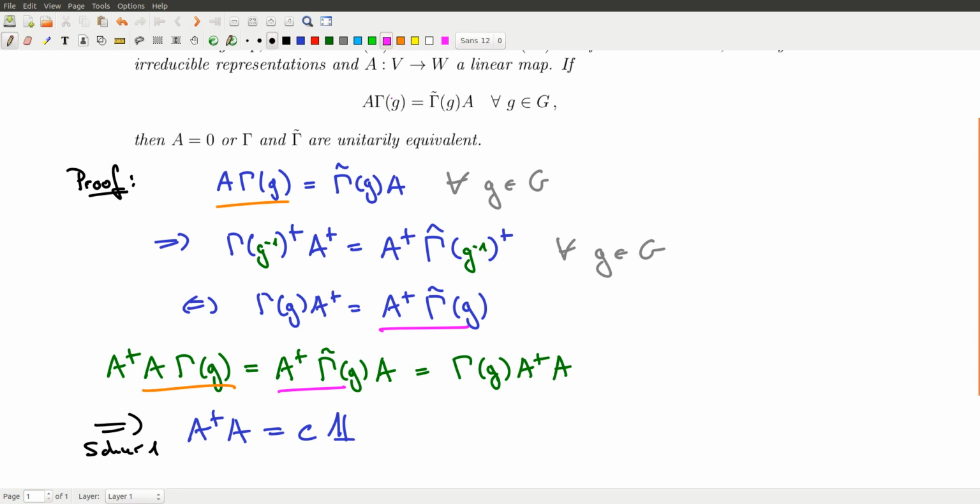If this constant C here is 0, then we are in this case, and the interesting case is non-zero C. Oh, and by the way, this C here is a real number, since A dagger A is Hermitian. So it's a real C. Now the interesting case, as I just said, is non-zero C. So for C non-zero, 1 over square root of C times A is unitary.